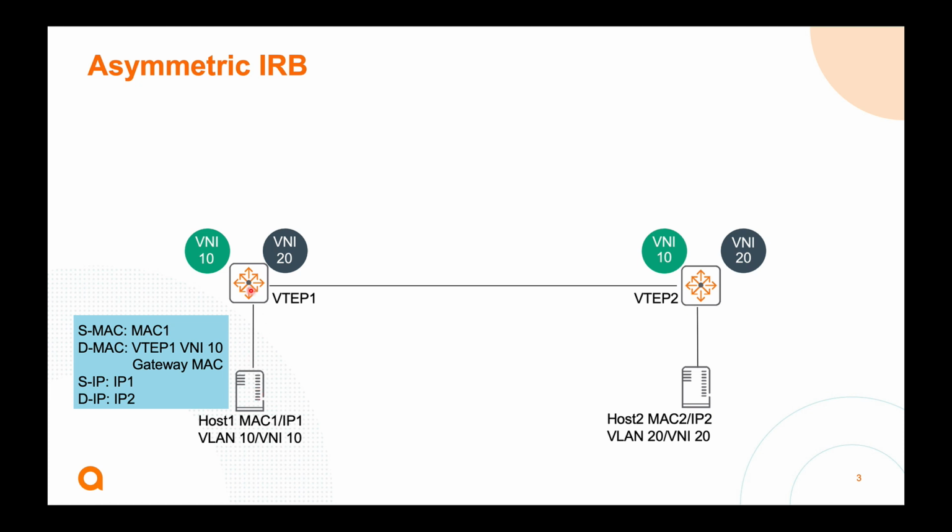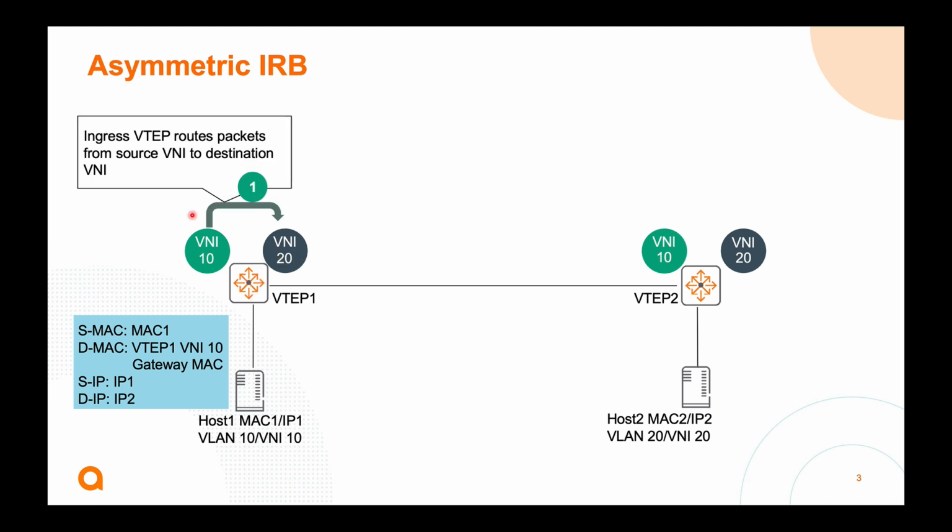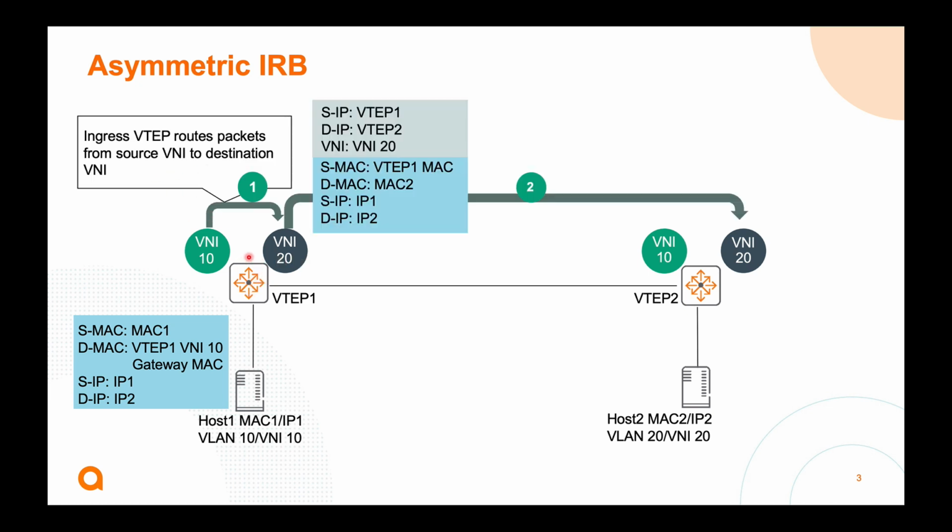When he sends the traffic to VTAP1, VTAP1 will route it to the destination VNI 20. So the ingress VTAP will route it from source VNI to destination VNI. He will encapsulate it, but before encapsulating, he will actually modify the headers. The source and destination IP is not changed, but the destination MAC is changed to MAC 2. The source MAC is also changed to VTAP1 MAC address. When VXLAN encapsulation is done, you see source IP and destination IP are the VTAP IPs. The VNI is VNI 20, which is the destination VNI.